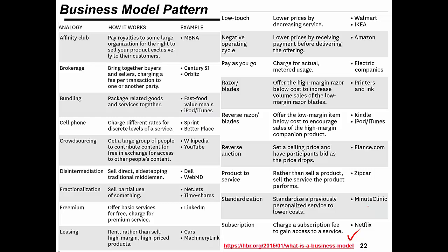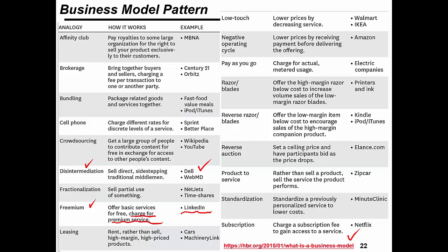And Alex Osterwalder's book called Business Model Generation also describes business model patterns. Let's just take a few of the patterns here. For instance, disintermediation, which is basically like Dell Computer's direct sales model. And freemium. We mentioned freemium. For instance, LinkedIn offers a basic service for free, but they charge for premium service. So this is related to the revenue stream and your pricing model.